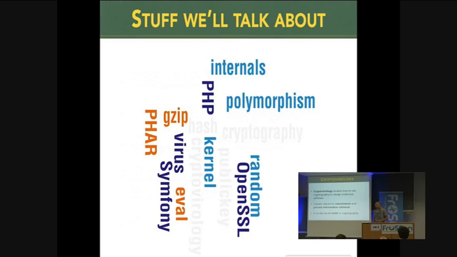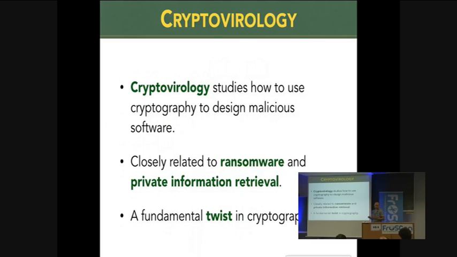Okay, first we define what cryptovirology is. Cryptovirology is a computer science field that studies how to use cryptography to design malicious software. It's closely related to ransomware, where you get some kind of information or you destroy something, and you ask for money or for information to get the information back or to get what you deleted back. And also for private information retrieval.